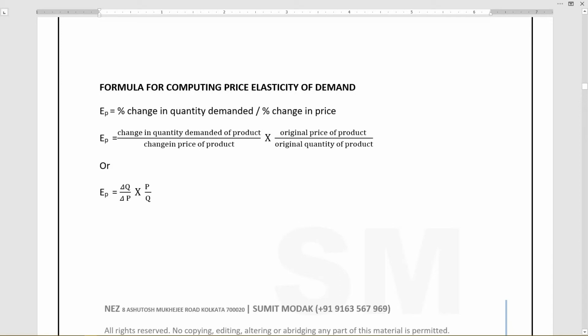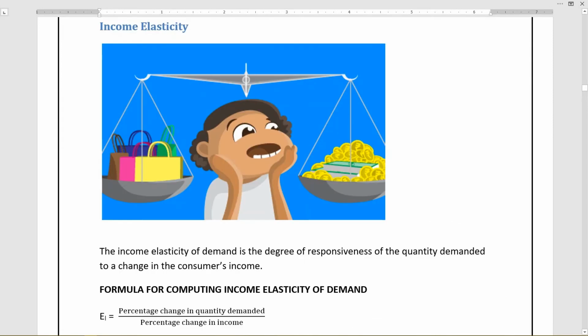Now let us come to income elasticity. In this particular image, we can see that when the income of this consumer increased, he is imagining so much to buy from the shop. So when your income increases, consumers always tend to buy more. So the income elasticity of demand is the degree of responsiveness of the quantity demanded to change in consumer's income. So when it happens both ways, in a situation when the income of the consumer increases, the consumer will tend to buy more.